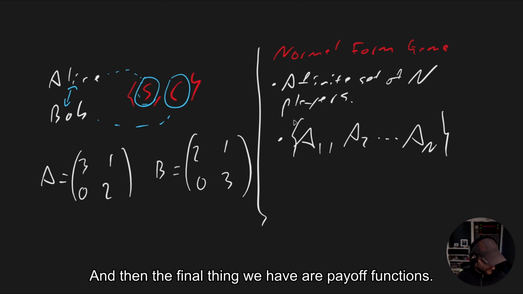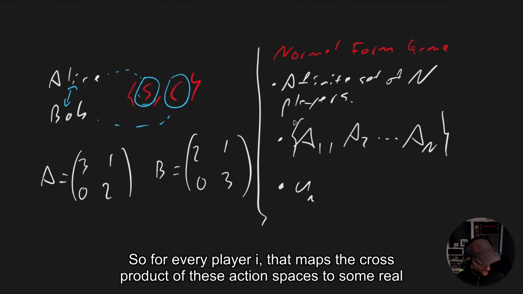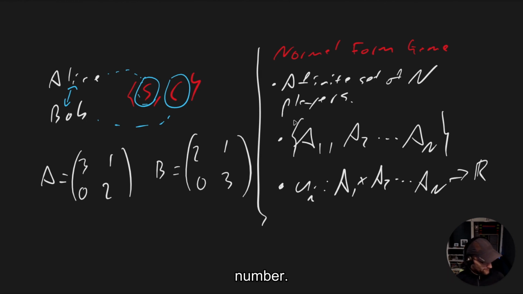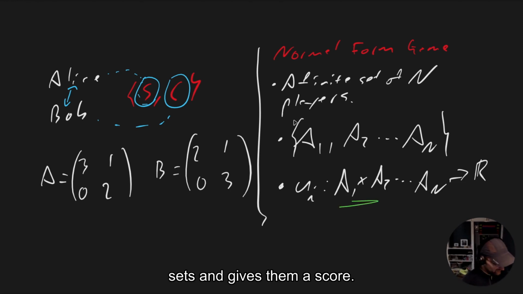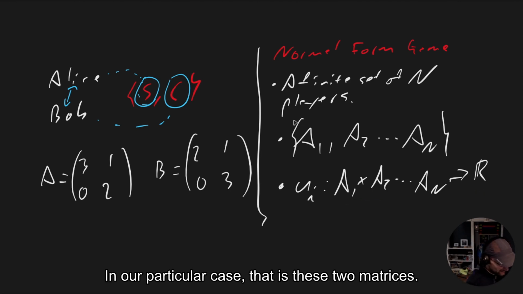And then the final thing we have are payoff functions. So for every player i, that map the cross product of these action spaces to some real number. So in other words, for every player, we have a function that takes elements of these action sets and gives them a score. And in our particular case, that is these two matrices.